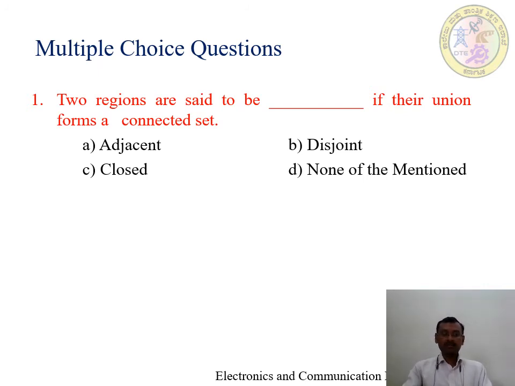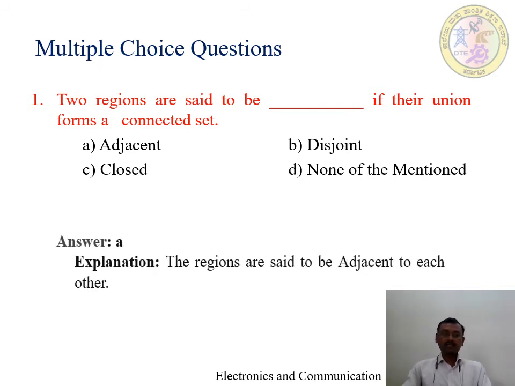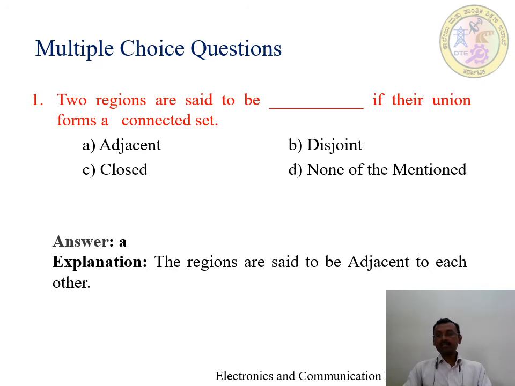The first question: two regions are said to be dash if their union forms a connected set. Option A, adjacent. Option B, disjoint. Option C, closed. Option D, none of the mentioned. The right answer is option A. The regions are said to be adjacent to each other.